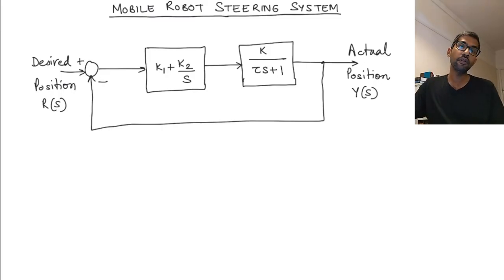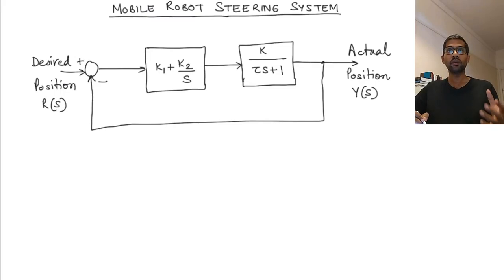Hi, let's continue our discussion of control systems by looking at an example. In this example, I have a mobile robot steering system, and the dynamics of the vehicle is represented by this block. The position of the robot is the output of the vehicle, and the controller takes the difference of the actual position and the desired position and gives an input to the vehicle so that the vehicle goes into the position that we want.